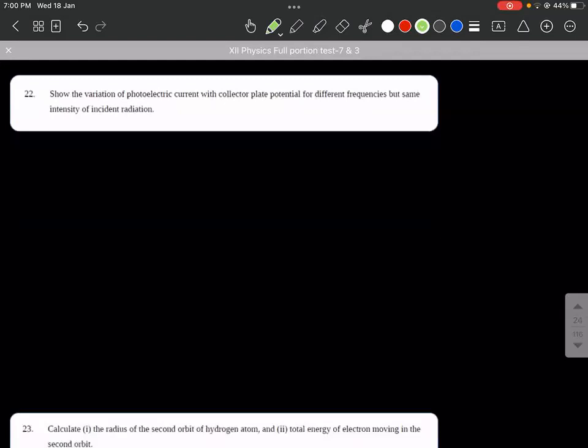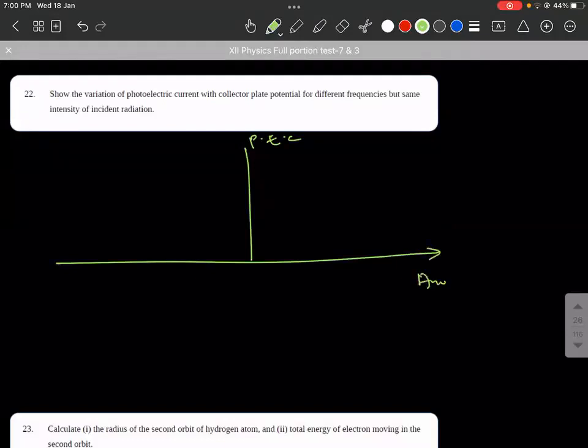Show the variation of photoelectric current with collector plate potential for different frequencies, but the same intensity of the incident radiation. So show the variation of photoelectric current as a variation of anode potential, of different frequencies but same intensity. So what will happen? How will the graph look like? Something like this.